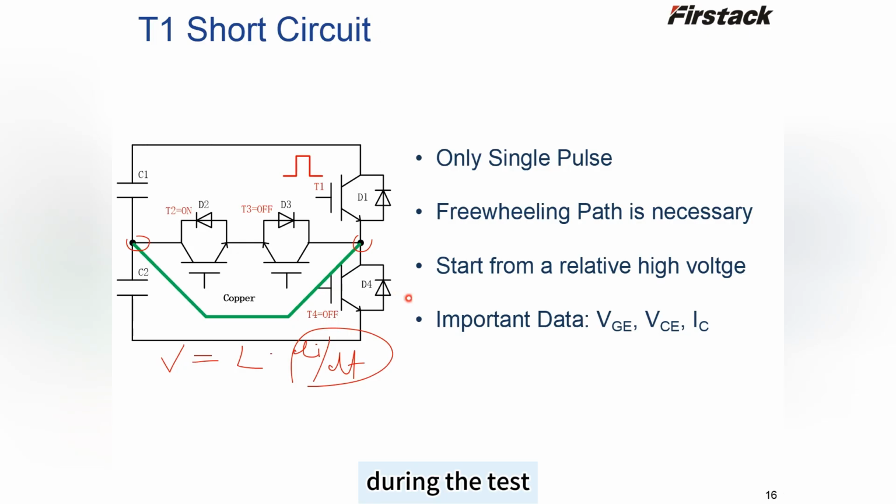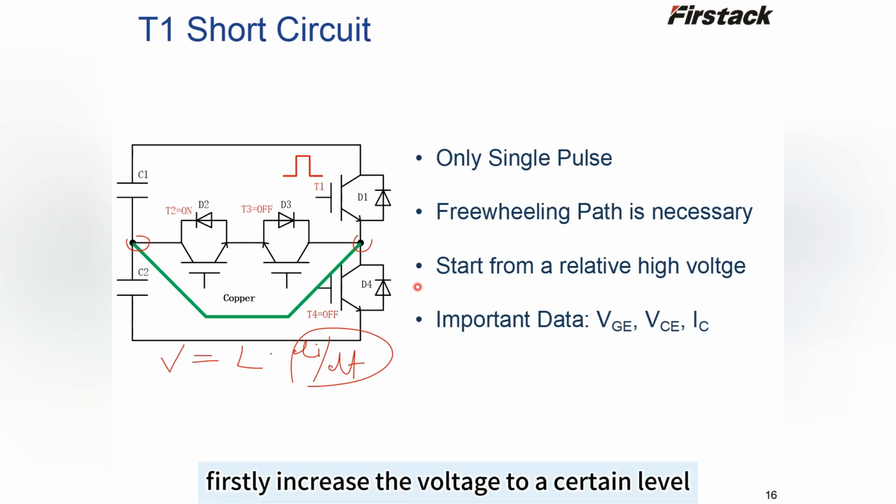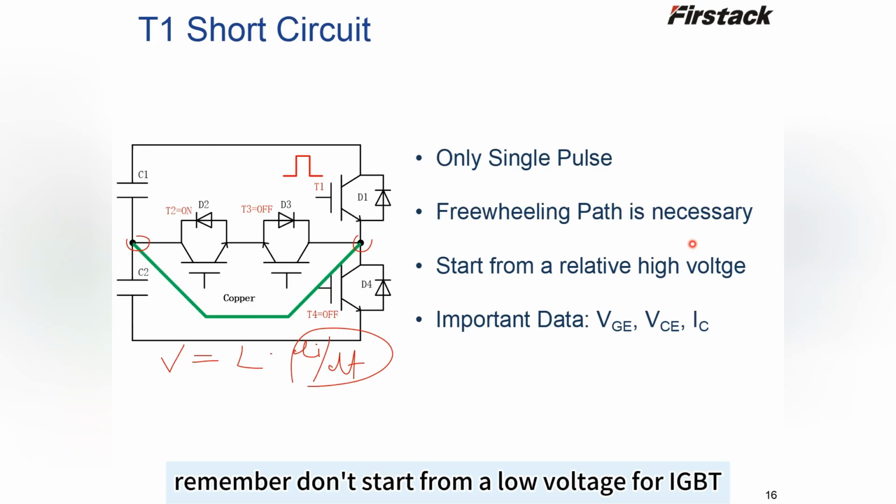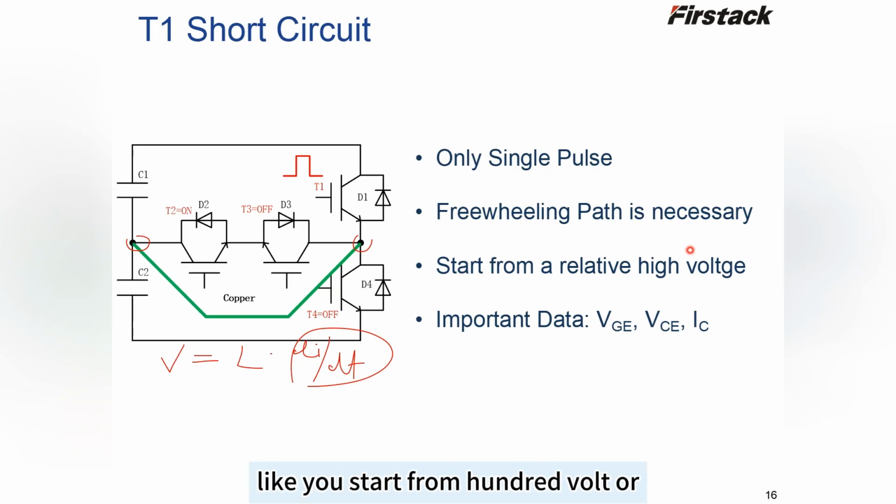During the test, we need to first increase the voltage to a certain level. Remember, don't start from a low voltage for IGBT, like starting from 100 volt or 12 volt for a 1700 volt module. Because of the IGBT's own characteristics, SC at low voltage can lead to severe oscillation and even damage our module. Therefore, please start from a relatively high voltage level like 500 volt or 600.